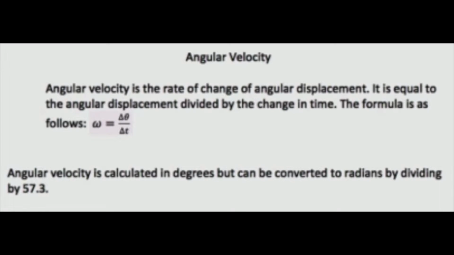Angular velocity. This is the rate of change of angular displacement. It is equal to the angular displacement divided by the change in time. Here is the formula shown in this clip. Angular velocity is calculated in degrees but can be converted to radians by dividing it by 57.3.